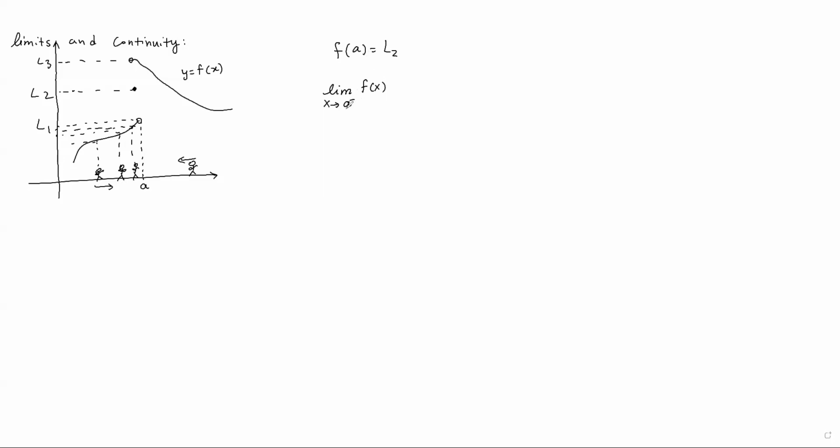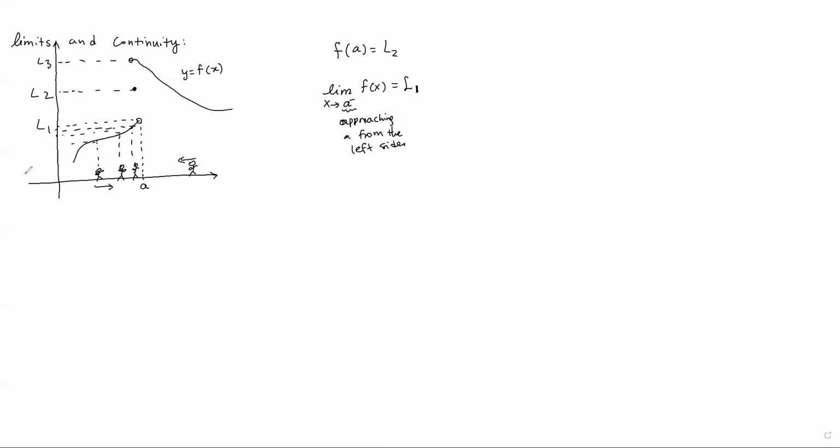What does this a minus mean? It means it's approaching A from the left side. So it basically means it's approaching A from values that are less than A. A minus means less than A. And we just showed that it is equal to L1. So as you get closer and closer to A, what are your y values getting closer and closer to? The answer would be L1.